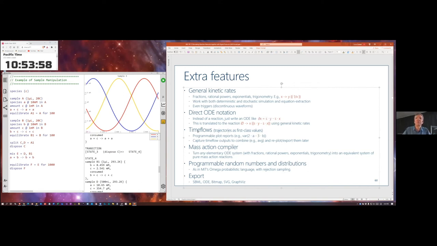There are time flows, meaning trajectories are first class. You can capture them and manipulate them, like you can average trajectories and you can replot them and so on and so forth. There is a mass action compiler. So I want to talk about that a little bit in a second. There are programmable random numbers. This is following MIT's Omega probabilistic language very closely. And there's export to SBML, ODEs, bitmap, SVG, graphs, and so on for publication. That helps me particularly immensely for publication.